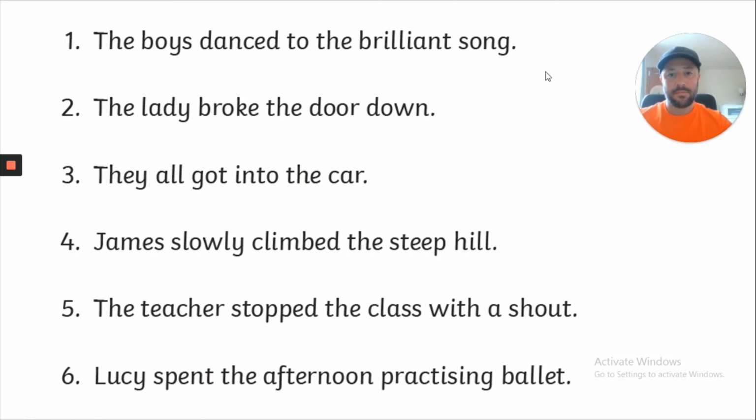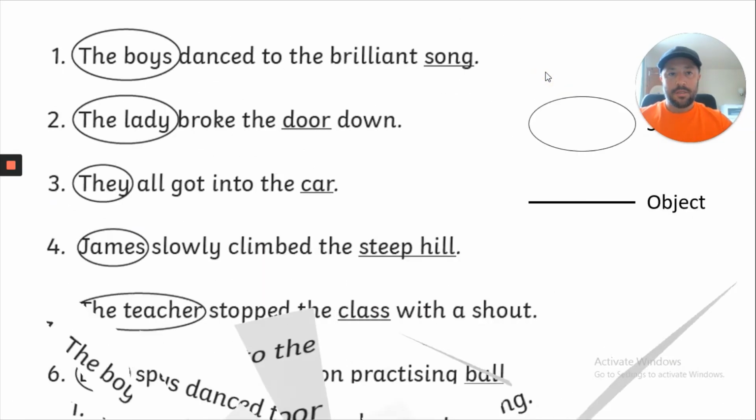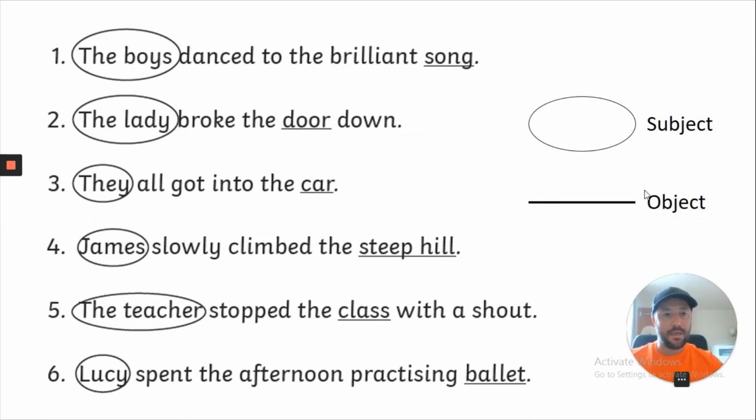So when we have a look at this, I've circled my subjects and underlined my objects. So the boys are the subject, they're at the start of the sentence. You can see all the circles tend to be at the start of the sentence. Danced to the brilliant song. The song is the object. The lady broke the door down. So the door is the object there. The lady is the subject. They, subject, all got into the car. So the car is being gotten into by them.